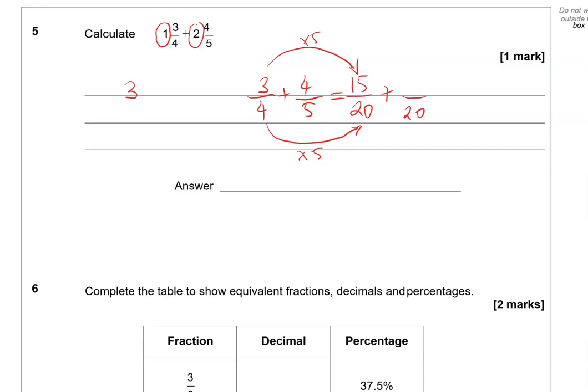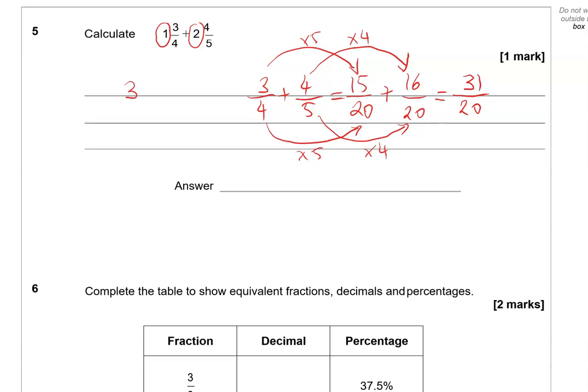Now looking at the other fraction, 4/5. How many times does 5 go into 20? That is 4 times. So we'll do the same with the number at the top. So 4 times 4 is 16. Now we've got them with the same denominator. So 15 20ths and 16 20ths will be 31 20ths.